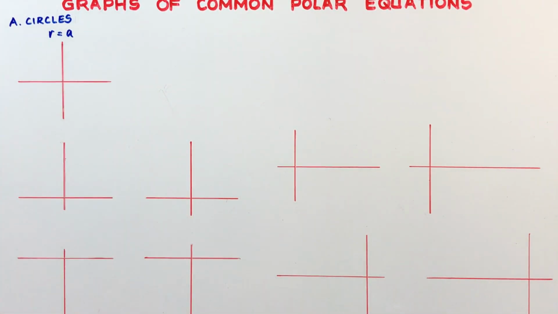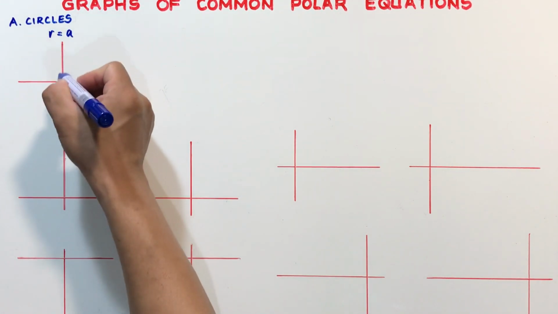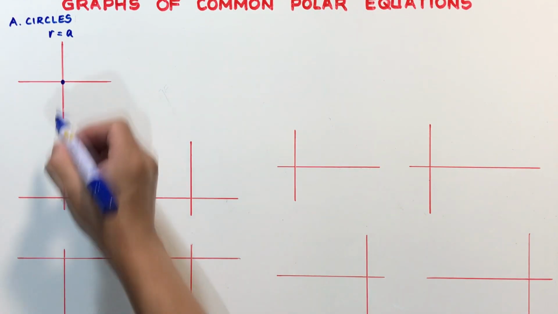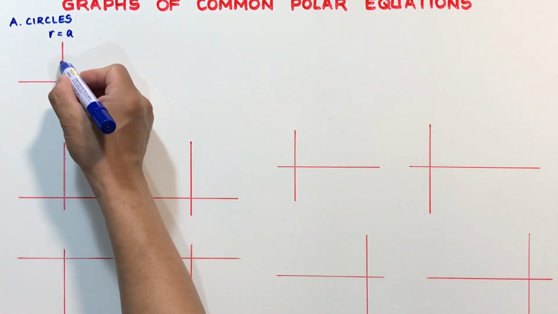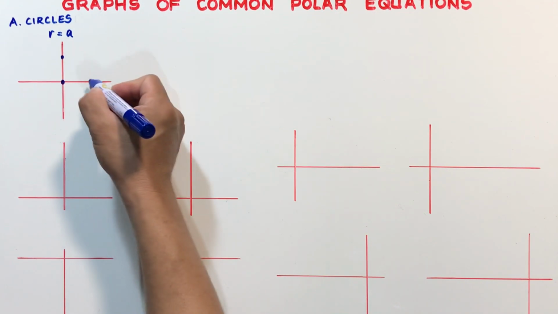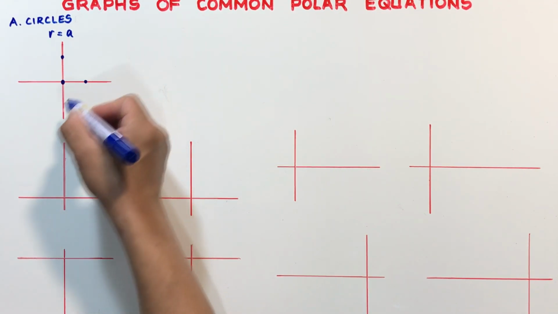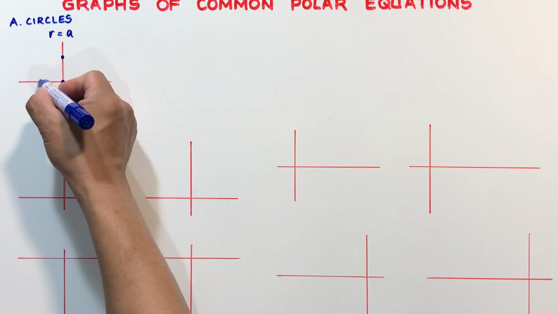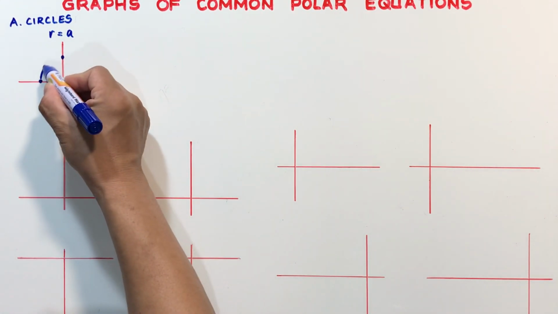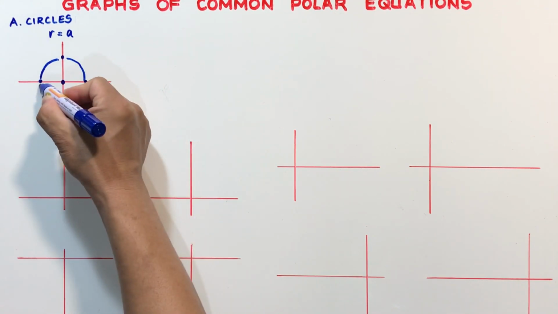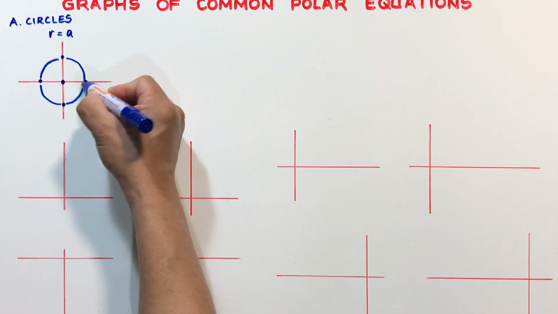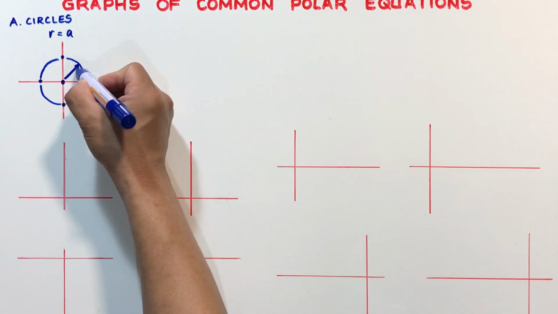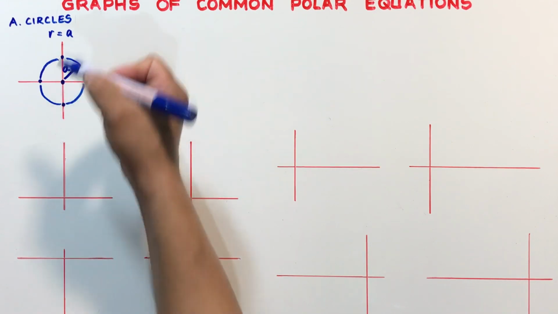If you graph this one, this is a circle whose radius is a units. So if this is the pole, you move a units upward, a units to the right, a units downward, and a units to the left, and then you can connect these points and form a circle. So this is a circle whose radius is a.